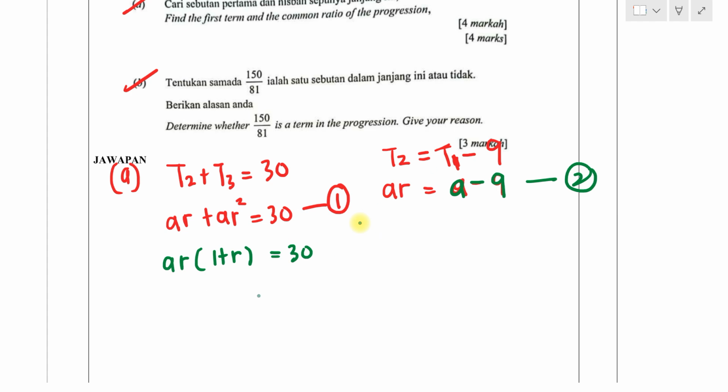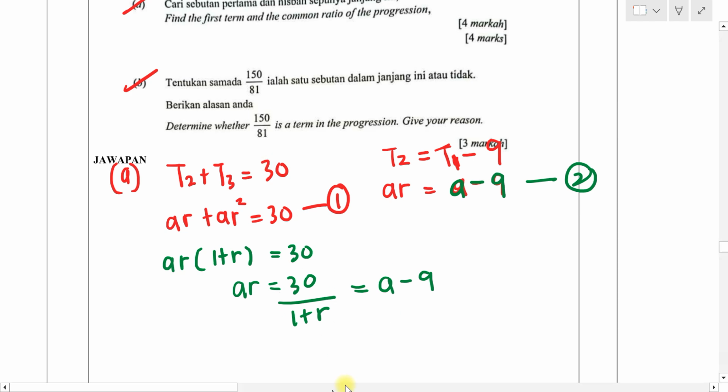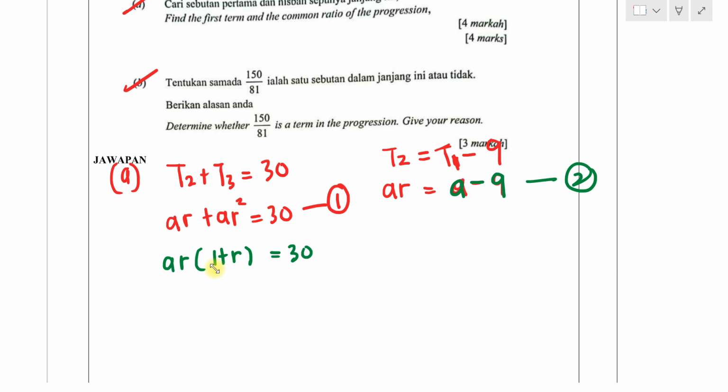So AR is equal to 30. 1 plus R is equal to A minus 9. But how? There is no point arranging this way, because you have both variables involved in both equations. We need to make it a single variable.